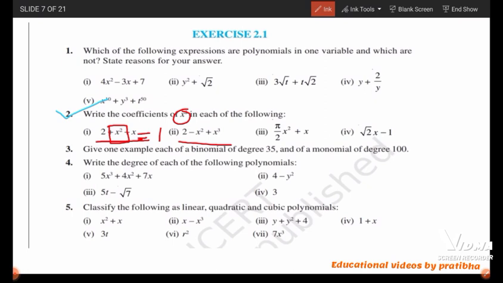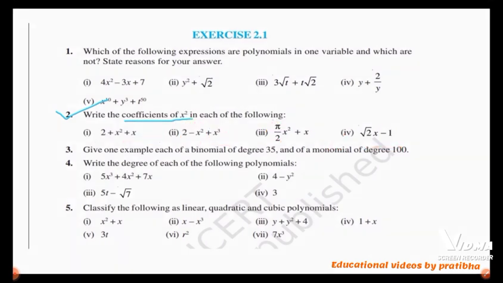Now the second example. They have asked the coefficient of only x square, so we'll not go for x cube. Let's look at the term x square. Again in front of x square no number is written, that means the coefficient of x square is 1. But here x square is negative, so the coefficient will be minus 1. Here the coefficient of x square will be pi upon 2. And here the coefficient of x square will be 0, as x square is not mentioned here.